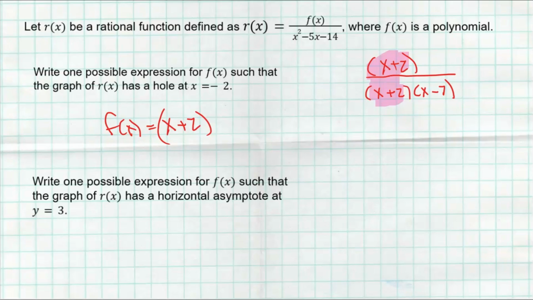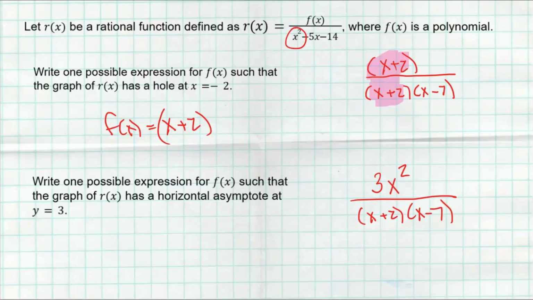All right, now let's write one possible expression for f of x such that there's a horizontal asymptote at 3. Well, again, I go back and think about that factored denominator. We have x plus 2 times x minus 7, which means that our leading term is this x squared. So now if I'm going to have a horizontal asymptote, I need a leading term of x squared in the numerator as well. But I also need a 3 in front of it. That way, when I take the 3x squared from the numerator and the x squared from the denominator, the x squared is reduced and I just get 3. And when you get a constant when you divide your leading terms, that's going to produce a horizontal asymptote at that constant value, in this case 3.